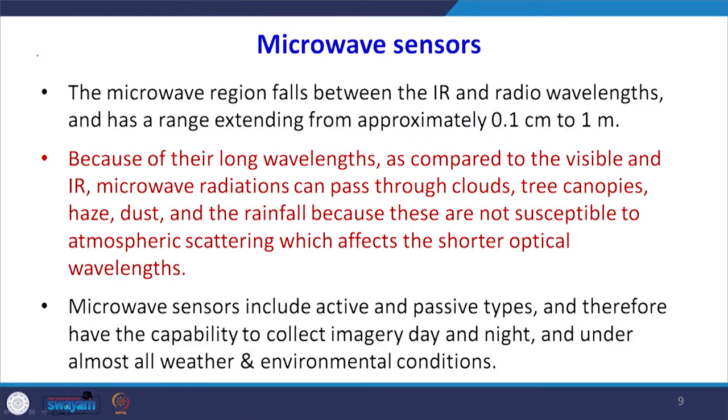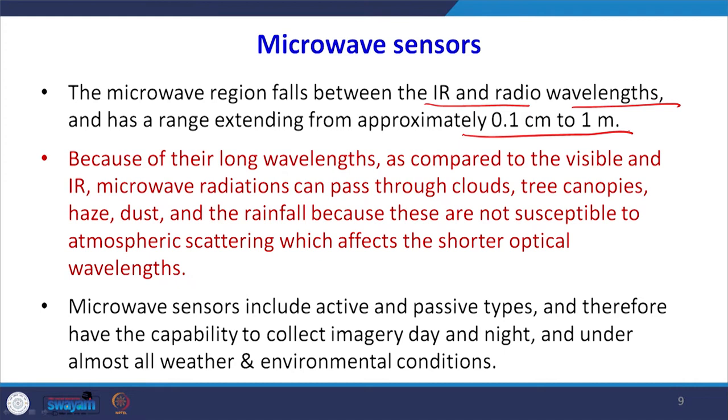The next in this lecture is the microwave sensor. So, we go now further in the part of the electromagnetic spectrum, which is the microwave part of the spectrum. So, our wavelength region becomes higher and higher in that particular region. You can see that the microwave region will fall between infrared and radio wavelength region. So, infrared, microwave, and then comes the radio wavelength region.